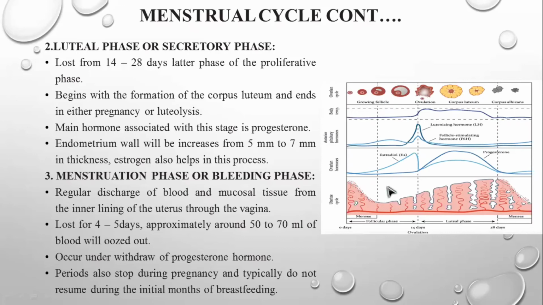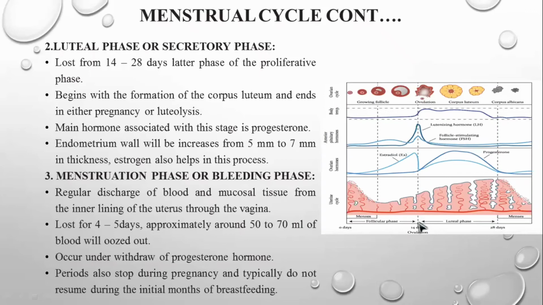So when you compare, the ovarian hormone estrogen plays a major role in the follicular phase. The secretion of the estrogen hormone will be more in the follicular phase, and the luteinizing hormone and the follicle stimulating hormone will also be more at the time of the follicular phase. They will be increasing and reach the maximum, both the LH and FSH.